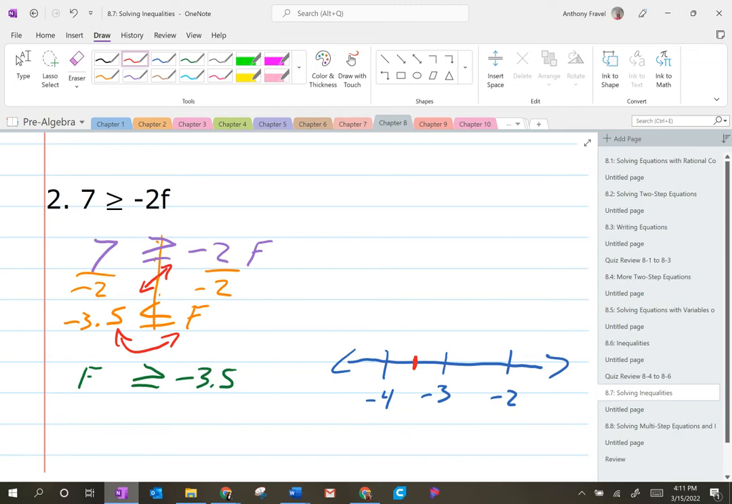I look at my inequality. I see that it says greater than or equal to. If it's greater than or equal to, that means it's going to be a filled in circle. And now I look at the direction that is pointing. It's pointing to the right. And that tells me that everything over here is going to get filled in. And I'm also going to shade in that arrow.